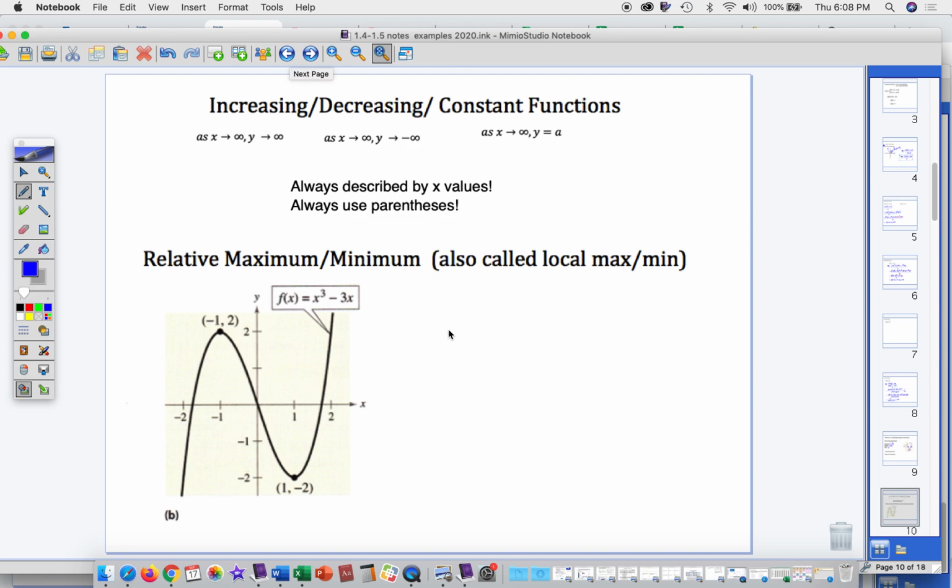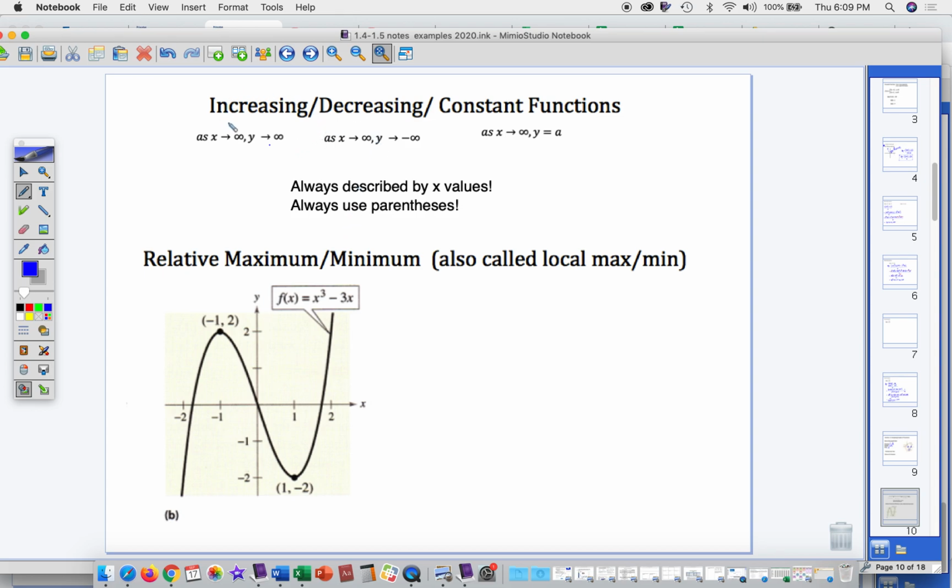Increasing, decreasing, and constant functions. The function is increasing if, as x approaches infinity, meaning as x goes to the right, as our x values increase, y goes to infinity. So y is also increasing. So we go from left to right, and we look at what is happening with the y values. If as we go from left to right, y is increasing, it's an increasing function.